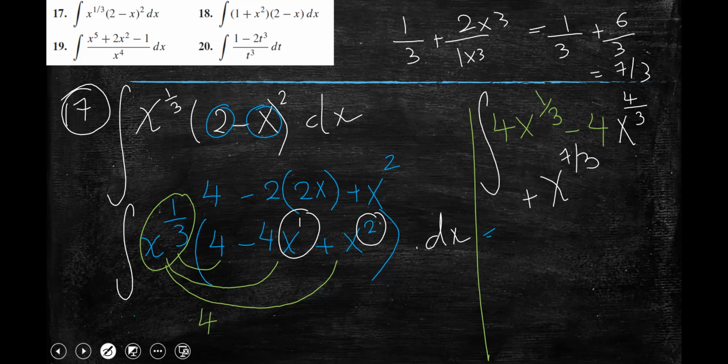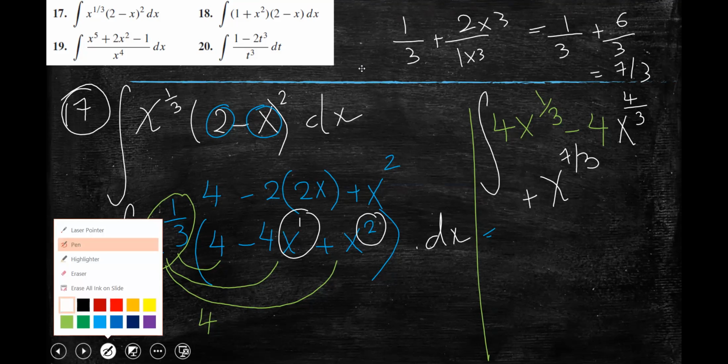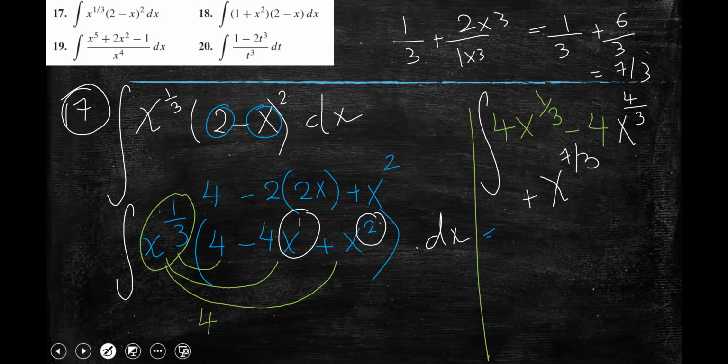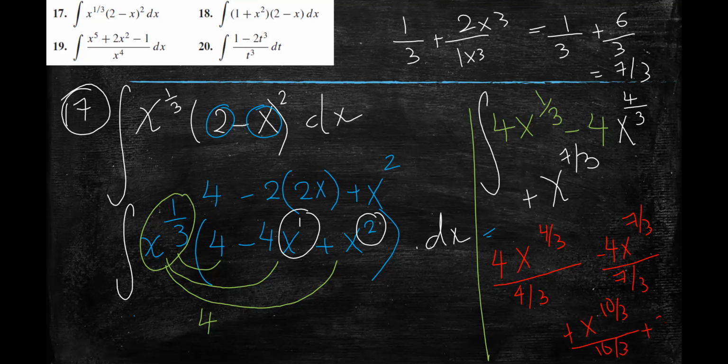Then after that, I will integrate. There's less than 1 minute, so I will write the final answer. It is 4x to the power 1 over 3 plus 1, over 4 over 3, minus 4x to the power 4 over 3 plus 3 over 3, which is 7 over 3, over 7 over 3, plus x to the power 10 over 3 over 10 over 3, plus c. Yes, inshallah, this is the correct answer.